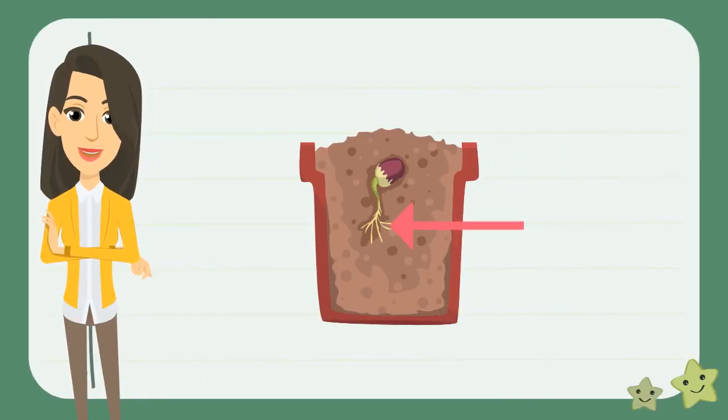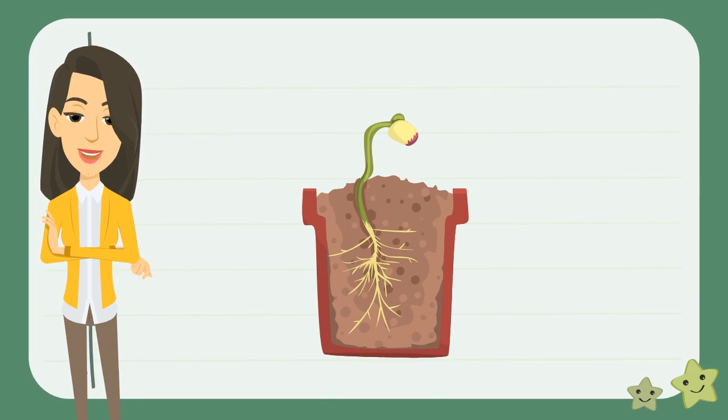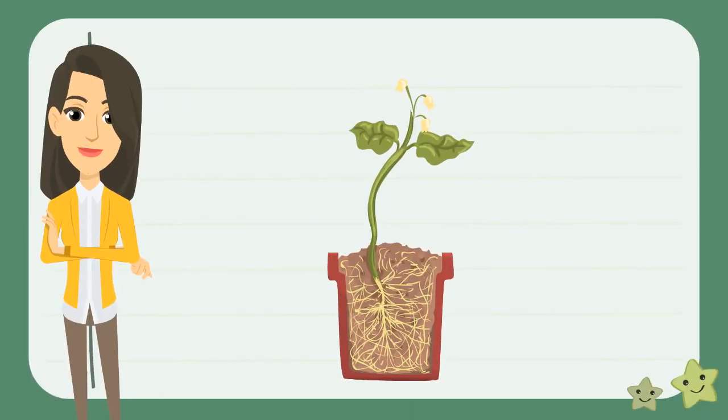Next, small roots start to grow down from the seed, and then the sprout starts to grow up and out of the ground. Then, the sprout uses sunlight, water, and nutrients from the soil to grow, and soon it becomes a seedling. The seedling then grows into a young adult plant. The young adult plant is much taller and has more leaves.